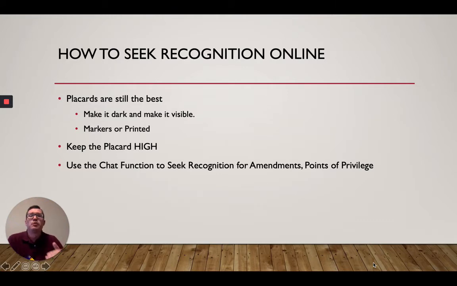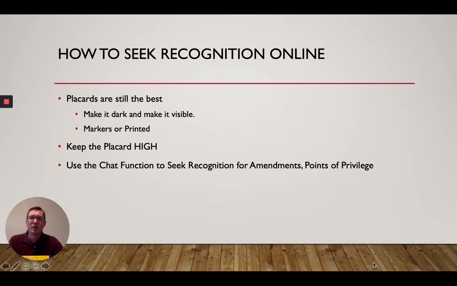Back up one step. You should always, by the way, in the names where you name yourself in Zoom, have it as representative and last name. That should be the first thing you do. But anyway, when you're using your placard, when you seek recognition, usually you could hold it like this and be fine. But you can barely see that I'm holding up my placard, even though I am.